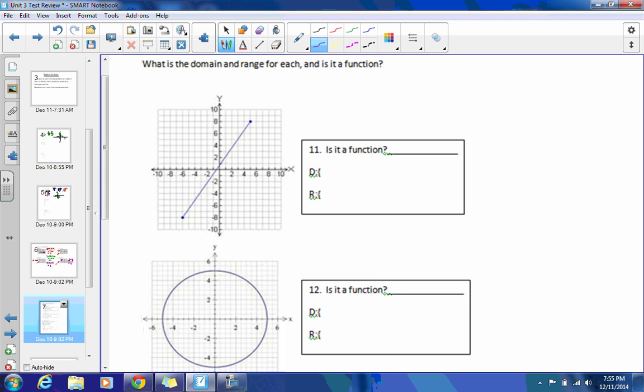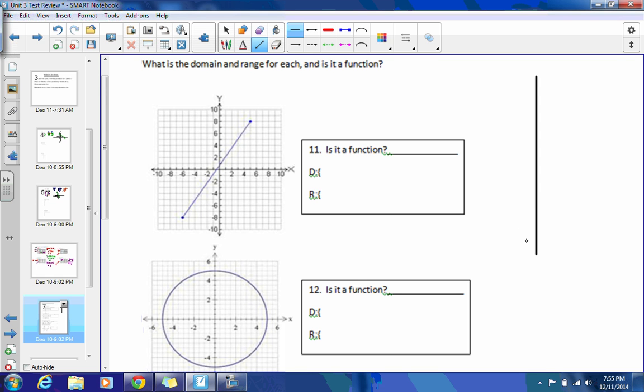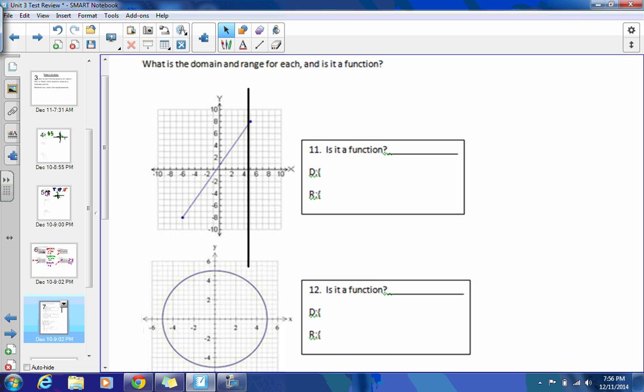So we have to find the domain, the range, and determine if it's a function or not. If you recall, to figure out if it's a function, you use the vertical line test. Here we've got our magic vertical line. If you go across this graph and it ever crosses 2 points on the blue graph, then it's not a function. But if you look here, it'll never do that. So this one is a function.